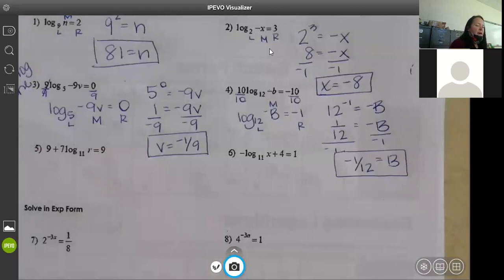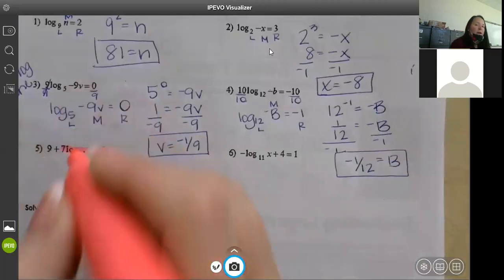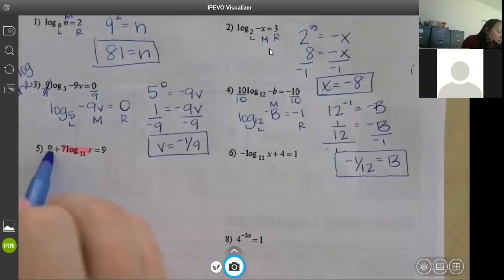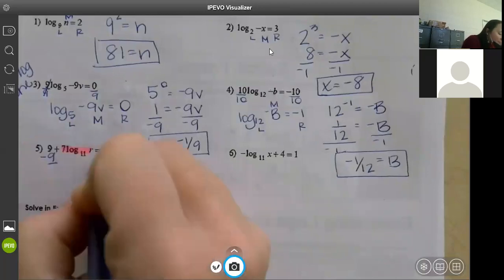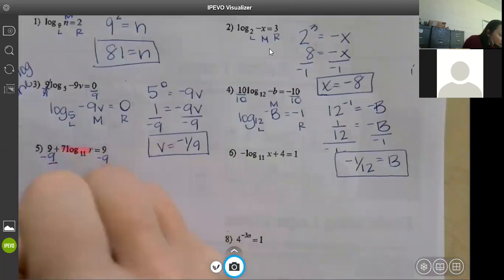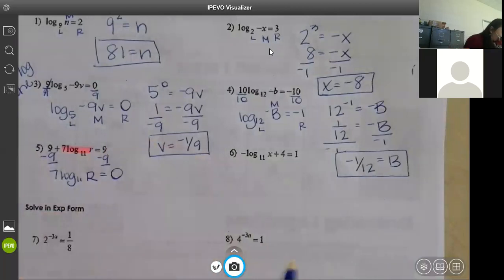So the difference is this 9 right here, this 9 plus. You cannot put the 7 together. Here's what I'm telling you. This is your log right now. You have to get it by itself. How do I get this by itself? It's a 9 plus. So we're going to subtract that 9. That leaves us with 7 log base 11 of r equals 0. Now this problem looks exactly like 3 and 4. What do I need to get rid of now? The 7. How did I get rid of it before? Divide by 7.